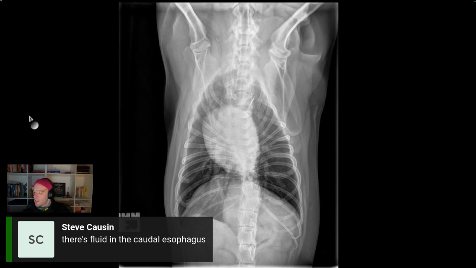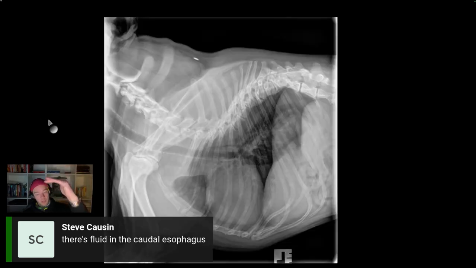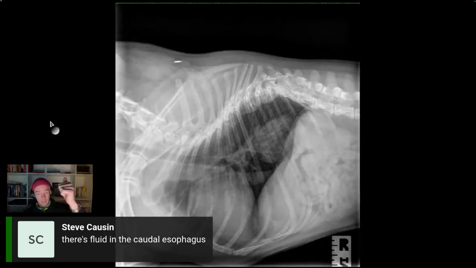So Steve's done a couple of things. He's dropped the location as the caudal esophagus. So he's confident, he's saying esophagus. He's not saying caudal thorax. He's not saying caudal mediastinum. He's going, it's in the esophagus. So you see those levels, on this case, you could go, there's something in the chest that's a problem, right? Like that's the first step.